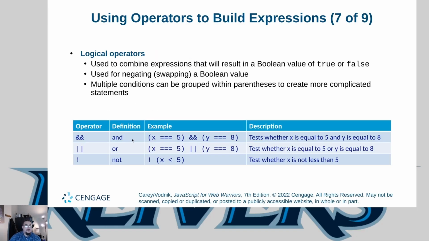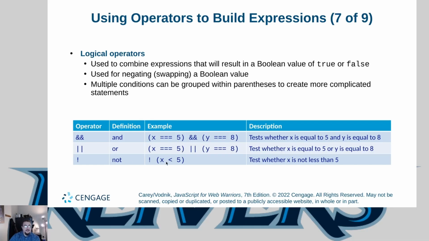Then you have your logicals, and, or, and not. So and is if x is equal to 5 as a string, and y is equal to 8 as a string. If this was true, and this was true, this would return true. If x is equal to 5, or y is equal to 5, then this would return true.